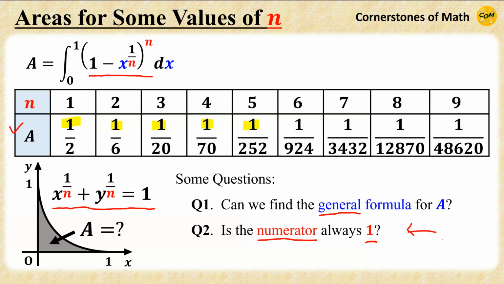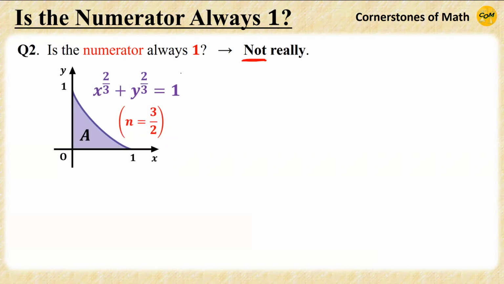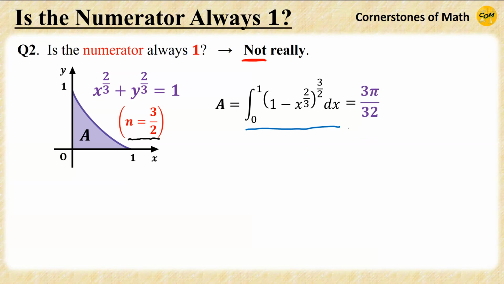Well, to address this second question first, no, the numerator is not always 1 if we consider the most general case. For example, consider the graph of x to the power of 2/3 plus y to the power of 2/3 equals 1, which corresponds to the case where n equals 3 over 2. Then the area, which is the value of this integral, is 3 pi over 32, so the numerator is definitely not 1. And if you understand the general formula, which I will explain soon, then perhaps you will be able to find this value, or at least understand why there is pi.